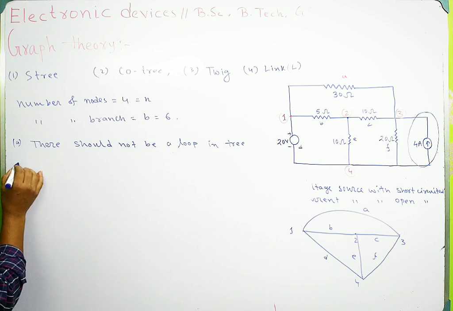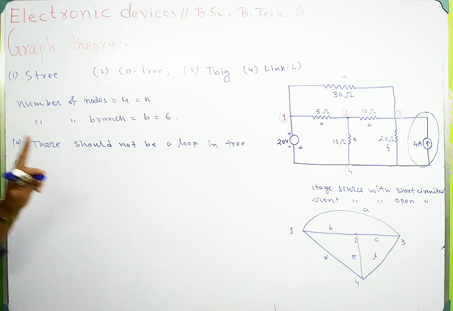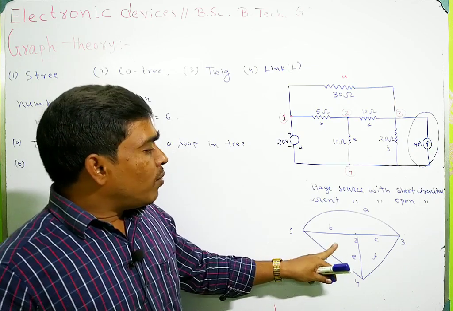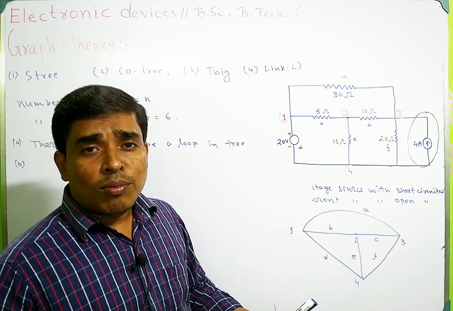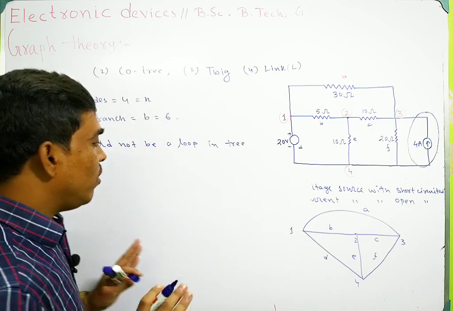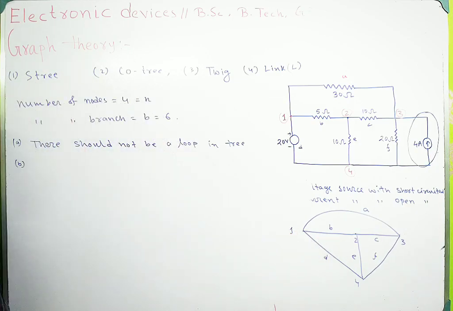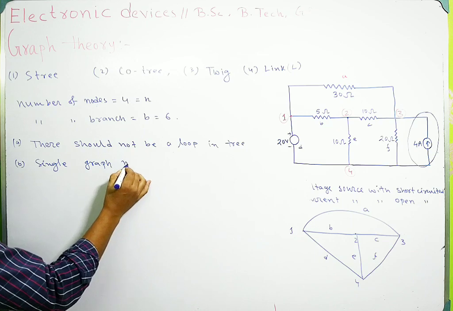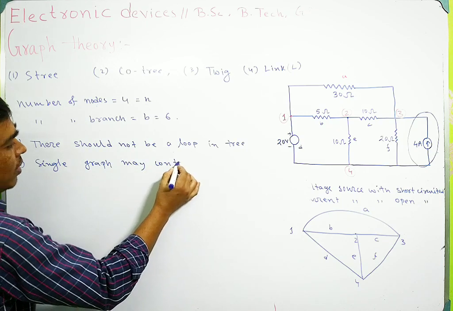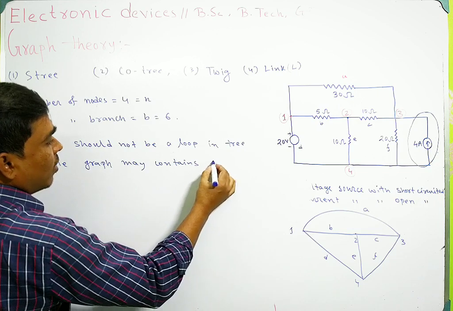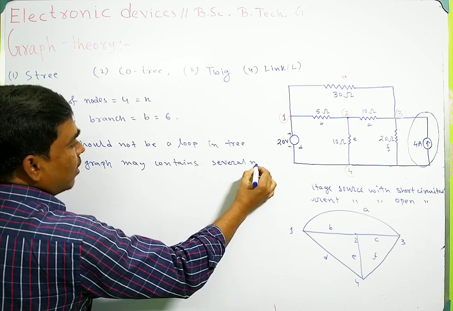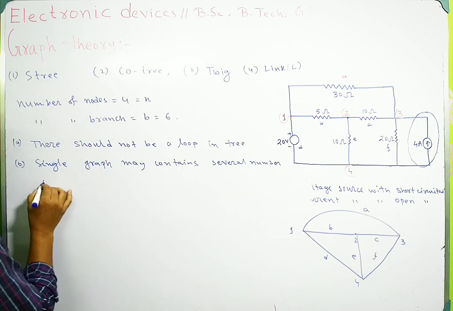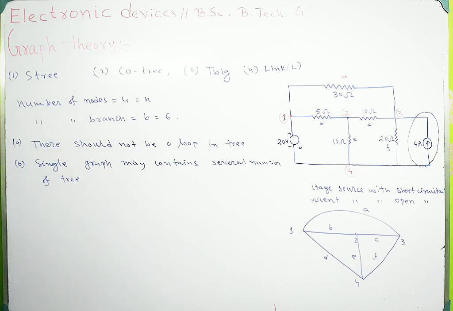Okay. Number 2 is, one graph may contain several trees. So one graph may have several trees. So a single graph may contain several number of trees.